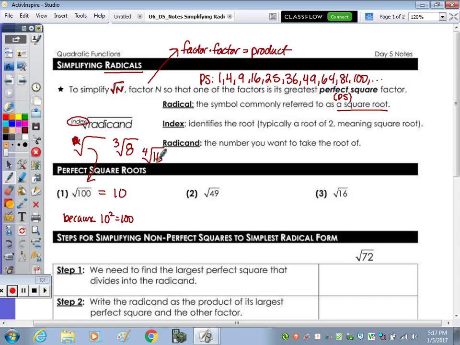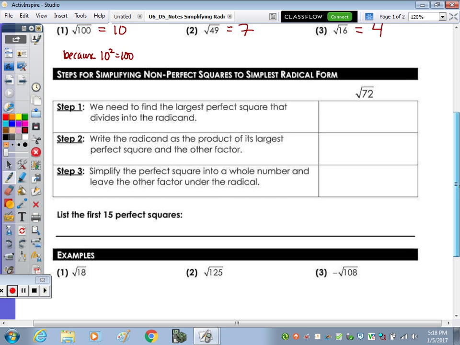The radicand is the number underneath the symbol. So the radicand is 8 here, and the radicand is 16. The square root of 49 is 7, because 7 squared is 49, and the square root of 16 is 4. The steps are below to simplify the radical.